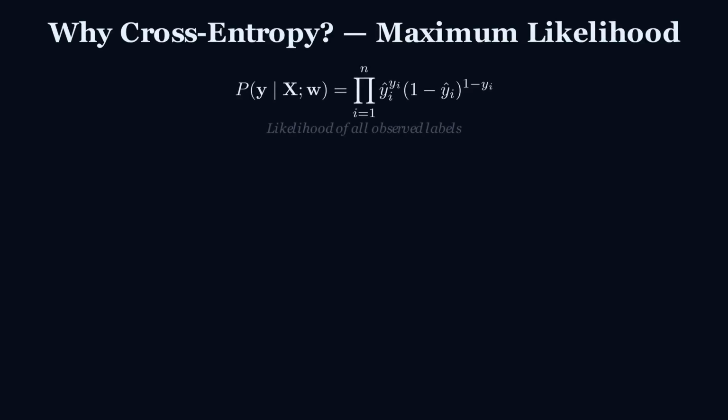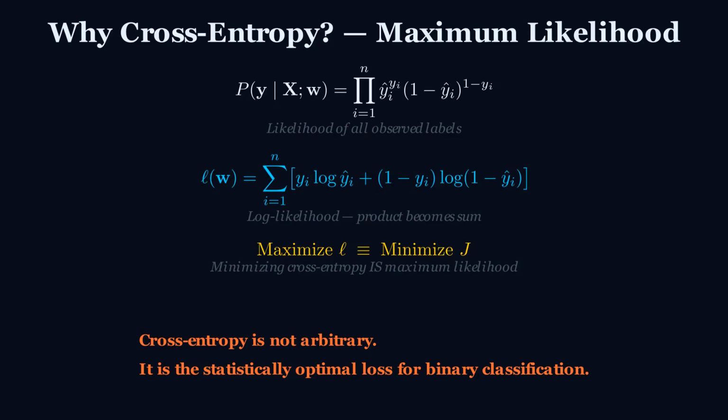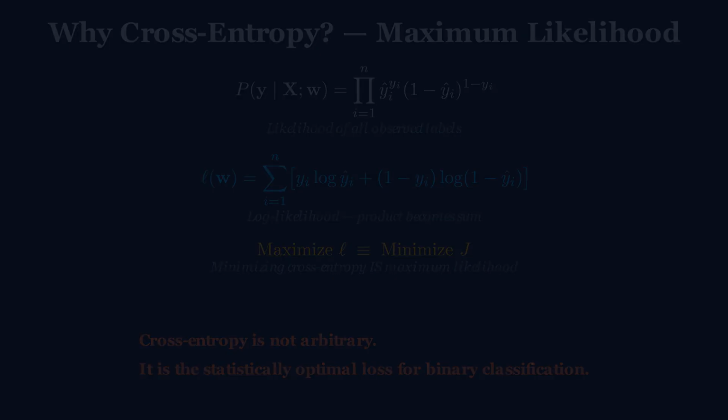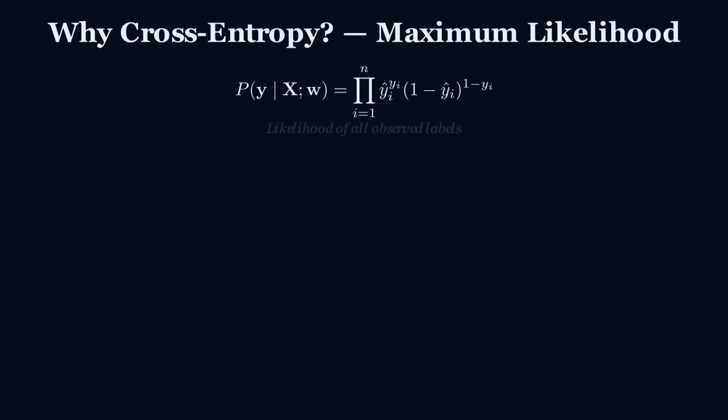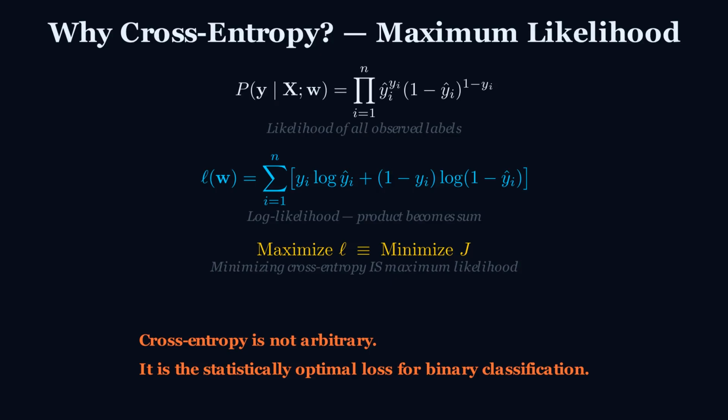This is profound. Logistic regression with cross-entropy loss is not a heuristic choice. It is the statistically optimal estimator for binary classification under the Bernoulli distribution. Every parameter you learn by minimizing cross-entropy is a maximum likelihood estimate.